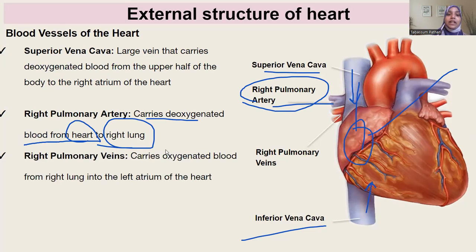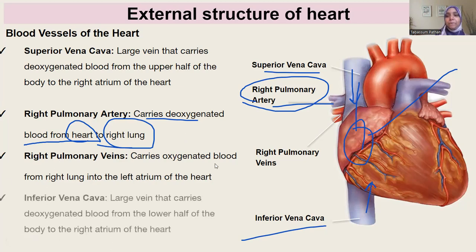Then the right pulmonary vein, opposite. It will carry the oxygenated blood from the right lung. So the right pulmonary artery is going over there, and the right pulmonary vein is bringing oxygenated blood. It is carrying oxygenated blood from the right lung to the heart, to the atrium. We will see where the right atrium is. So it is bringing the oxygenated blood to the heart.